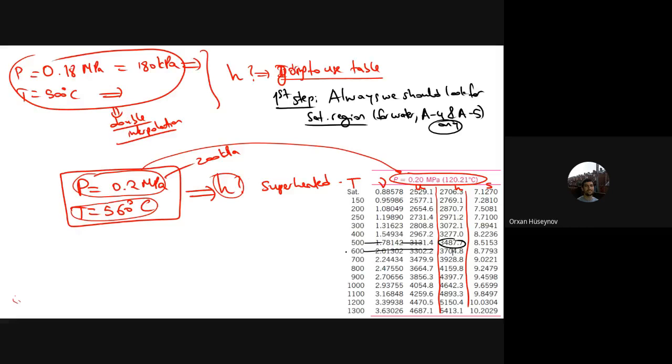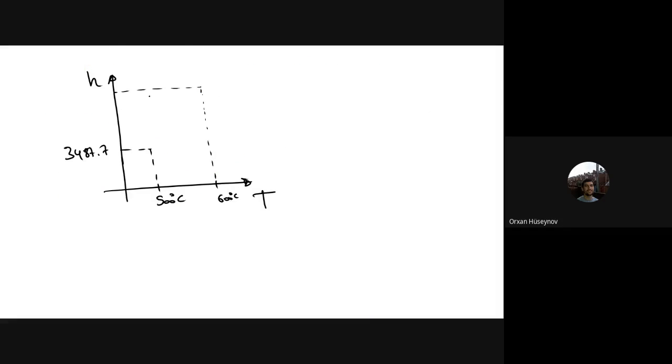this part is actually 3704.8. This is the enthalpy value. Now I'm trying to find the enthalpy value here. Let me use a different color. This part, 560 degrees Celsius. I'm trying to find what the enthalpy value is here.